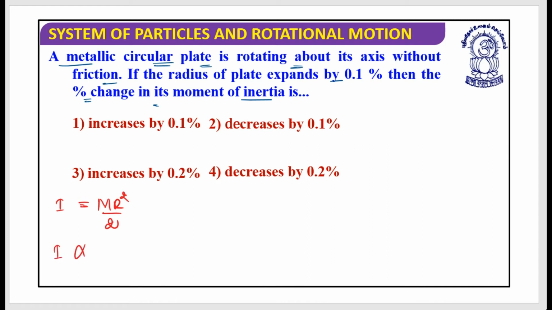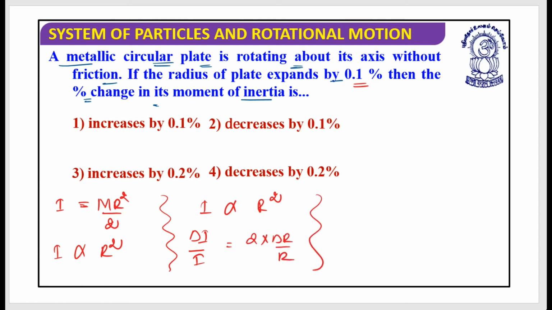What I'm going to change is the radius, so I can write that I is directly proportional to r square. I have this relation, I directly proportional to r square, as this change is within the limit of an error. So I can use the relation of the errors. It's delta I by I equals twice of delta r by r. I'm going to change delta r by r by 0.1 percentage, so delta I by I equals 2 into 0.1, which is 0.2 percentage.